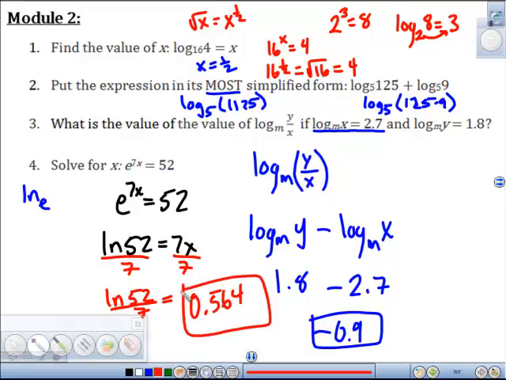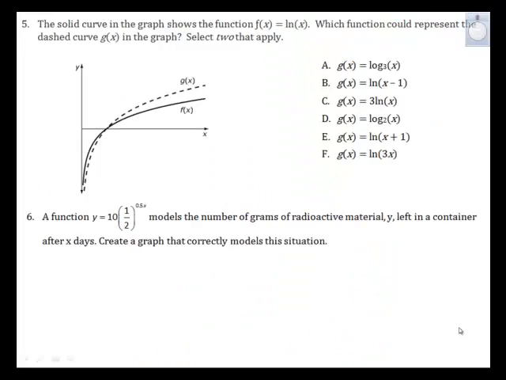So that would be the answer for number 4. All right, number 5, it says the solid curve in the graph, which is shown right here, is the function f of x, which is the natural log of x.